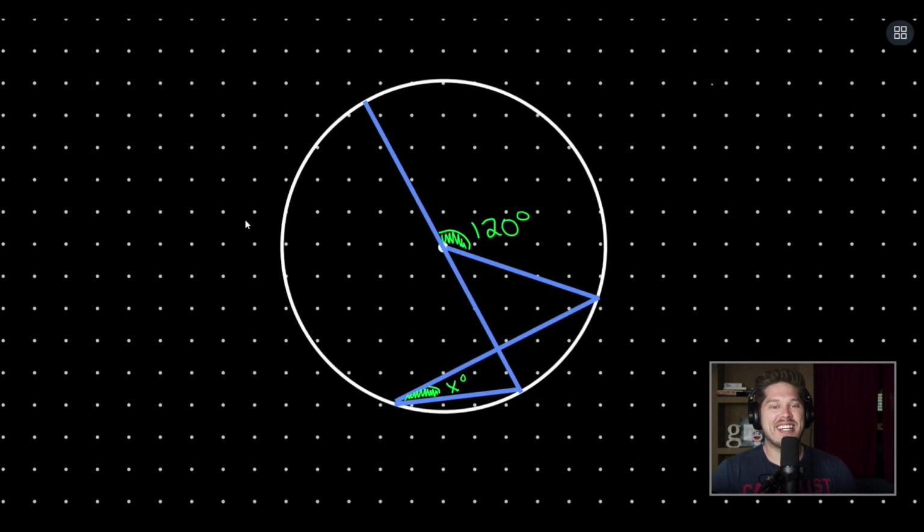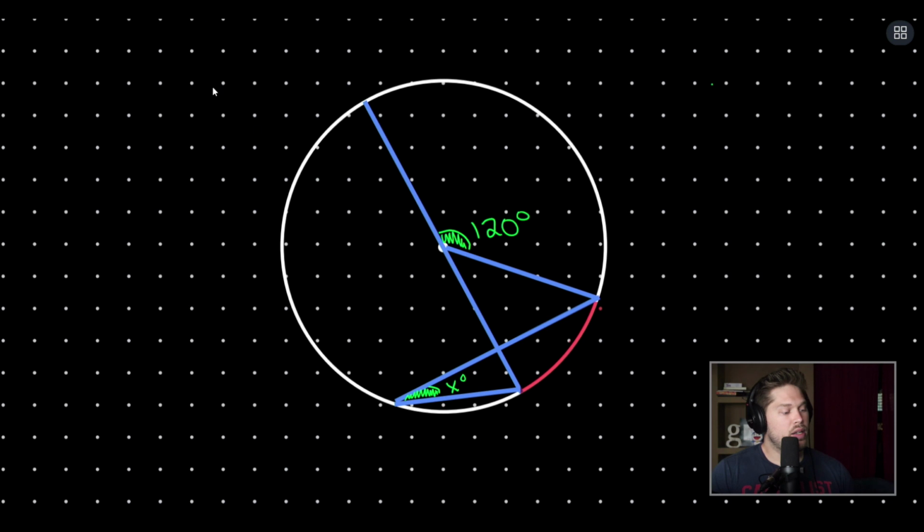Fantastic. Here we have another problem. Again, we want to solve for x, so I'll give you a couple of seconds here. Feel free to pause the video. Okay, so I want you to pay attention to the arc measure in which our inscribed angle is looking at. And angle x is looking at this arc measure here.